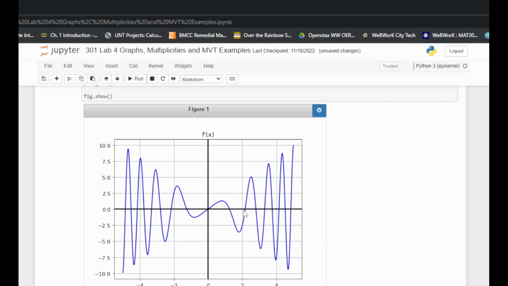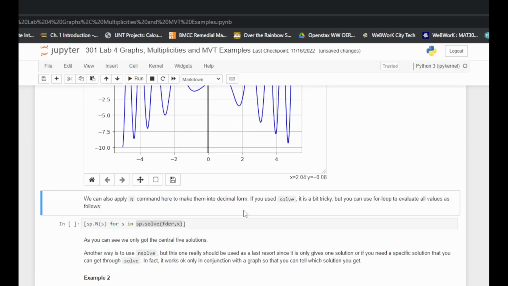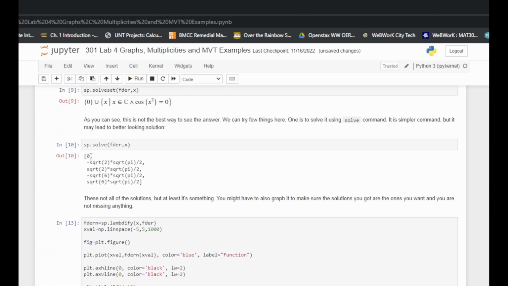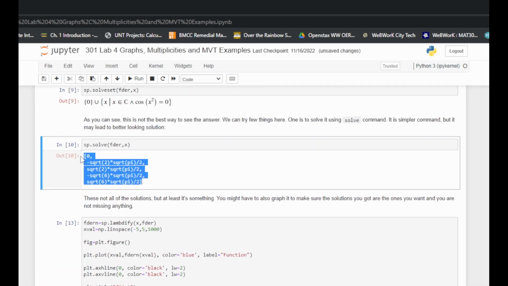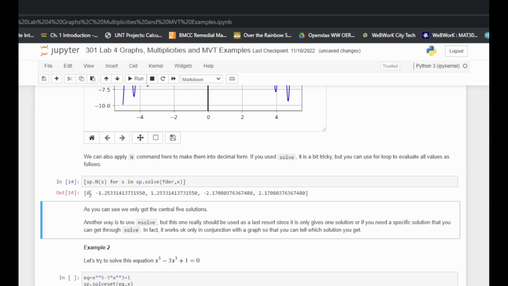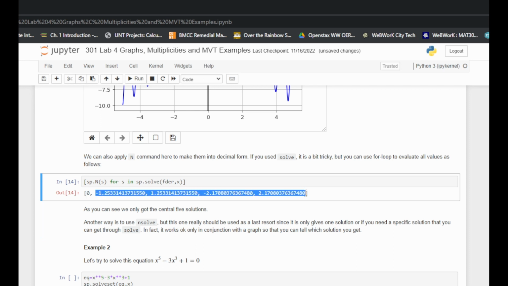And we can check this by using n command. So here's an interesting way to apply a for loop. I want to apply n command to every single thing in this list. So this is a list with 5 elements here. So what we will do, we will use a for loop. So for s in this list, that's the solve list, we will apply n command to every s, and then the brackets outside mean my output will also be a list. And this is what it will look like. So this is my 0, and these are the other 4 critical points.